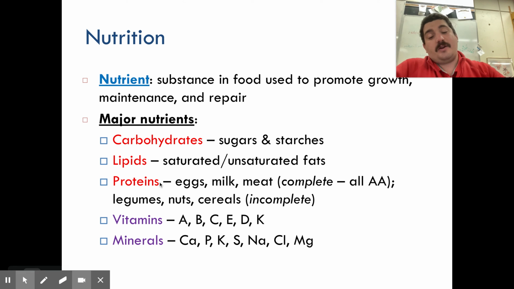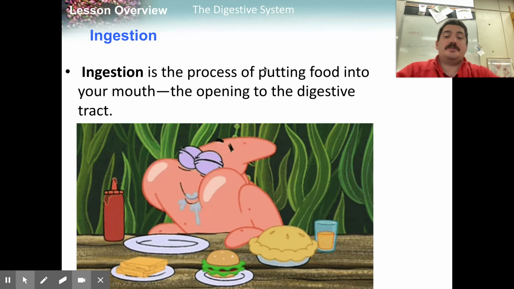And then we get vitamins and minerals, which are really important for your cellular processes and make up many, many parts of your body, and allow your cells to do lots of functions. So all these are really important, all right? And when we think about digestion, digestion is the process of getting all of these nutrients out of our food and into a useful format for the cells of our body. So how do we do that? All right, well, there's a couple steps.